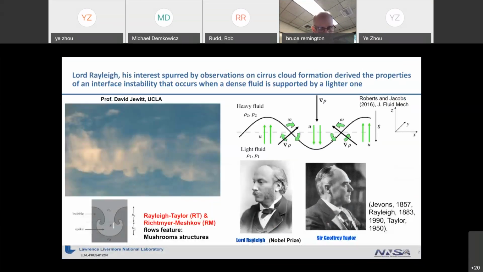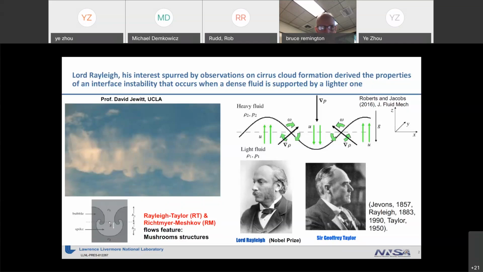So when we talk about hydrodynamic instability, usually we talk about three instabilities: Rayleigh-Taylor, or the RT, Richtmyer-Meshkov, or RM. These two instabilities I'm going to talk about first, then I will talk about Kelvin-Helmholtz instability a little bit later. So for the RT and RM instabilities, usually they are characterized for a period of time by this kind of mushroom type of structures with the heavy and the light fluids separated.